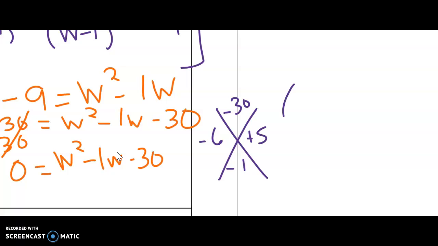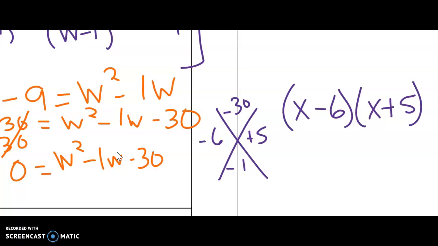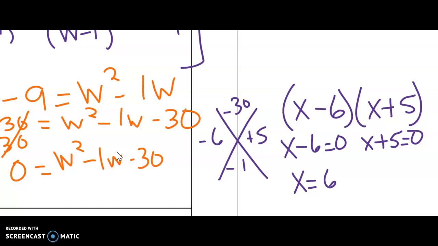So we have x minus 6 and x plus 5. Last step, we're solving for x. So we want to have each of those equal 0. So we have x minus 6 equals 0 and x plus 5 equals 0. So in the first one, x is going to give us a positive 6, and in the second, x is going to give us a negative 5. X equals negative 5.